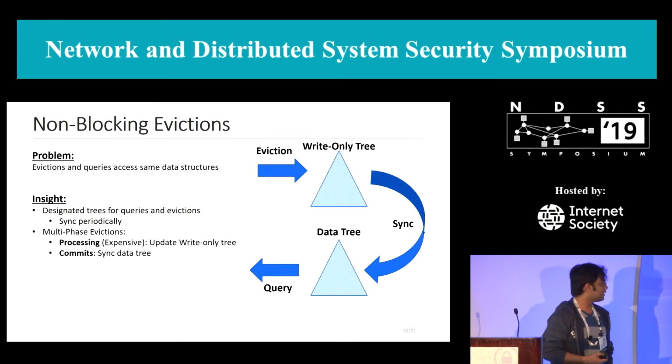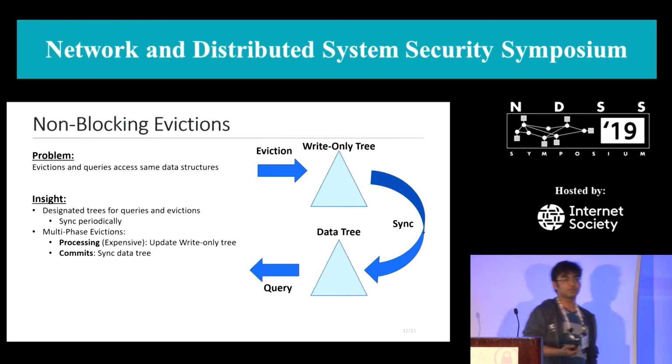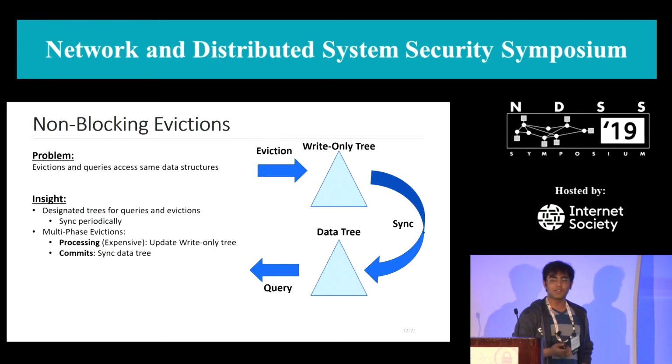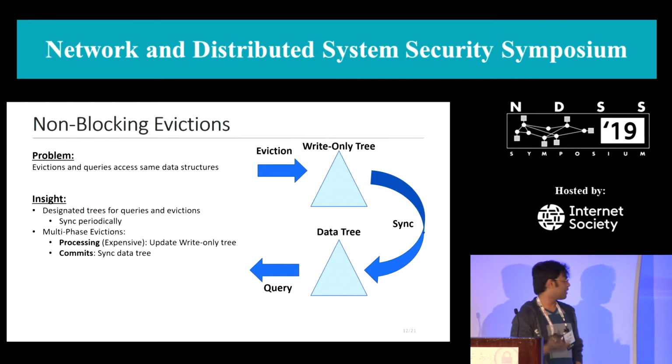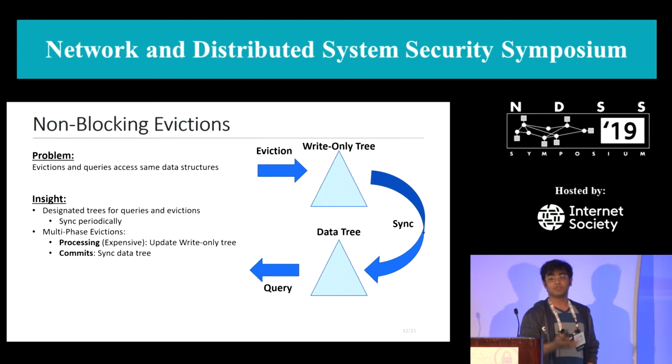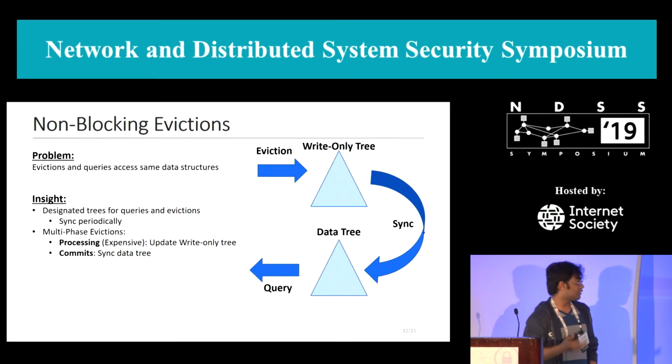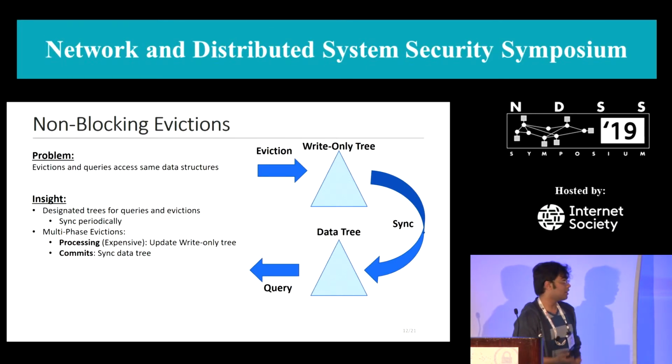So what we do is we carefully analyze the eviction procedure, and we split it into 2 parts. The most expensive parts of the eviction protocol are now performed as part of the processing phase, which involves most of the network communication. And then you have a very short commit phase where you sync all these contents from the write-only tree to the data tree. And this involves mostly reference swaps on the server side, or copies between server-side data structures, which does not require a lot of network communication.